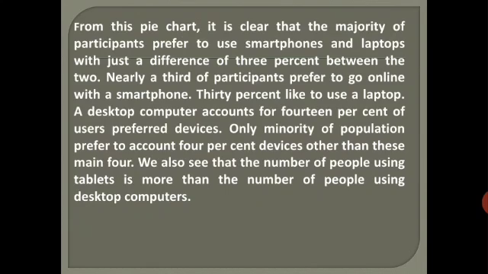Then a desktop computer accounts for 14% of users' preferred devices. Then only a minority of the population, 4%, prefer devices other than these main 4 devices: laptop, smartphone, tablet and desktop. We also see that the number of people using tablets is more than the number of people using desktop computers. So you are comparing and writing.